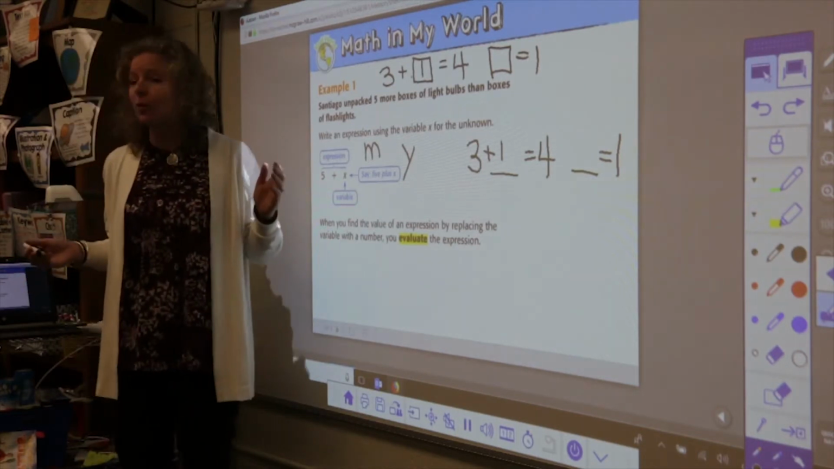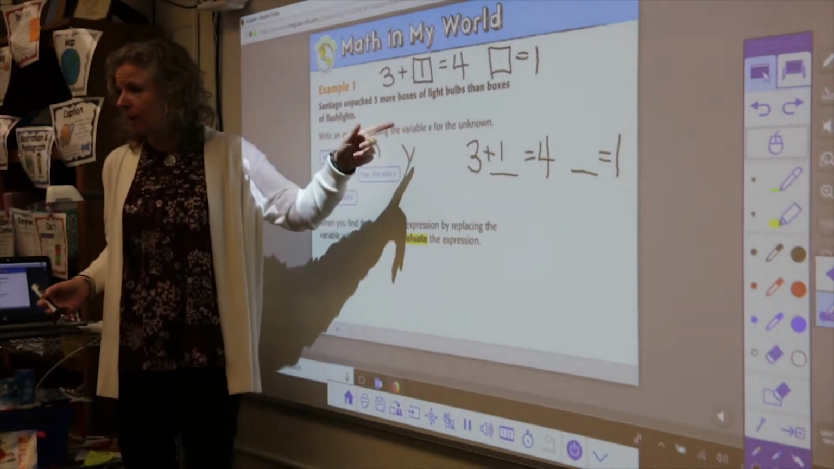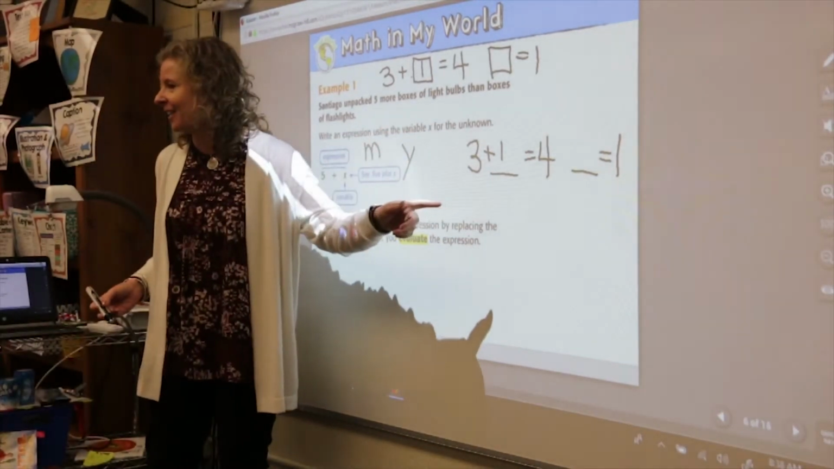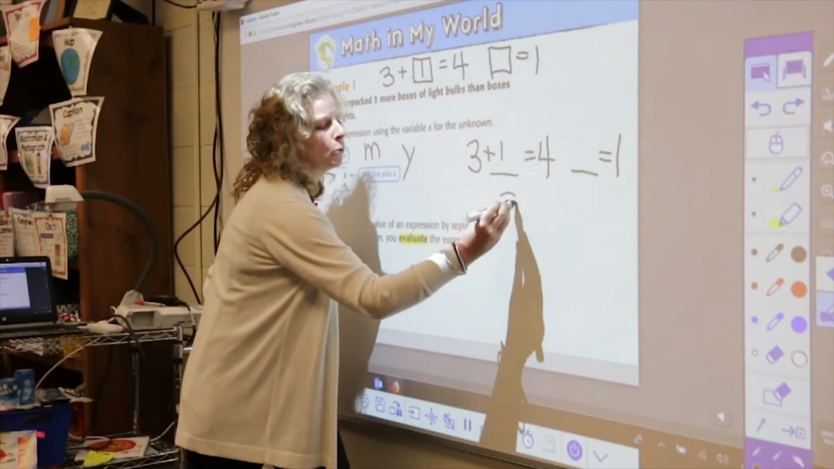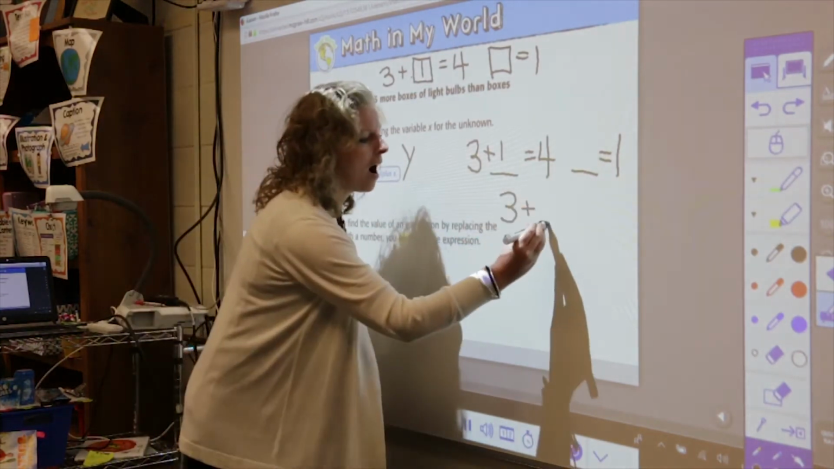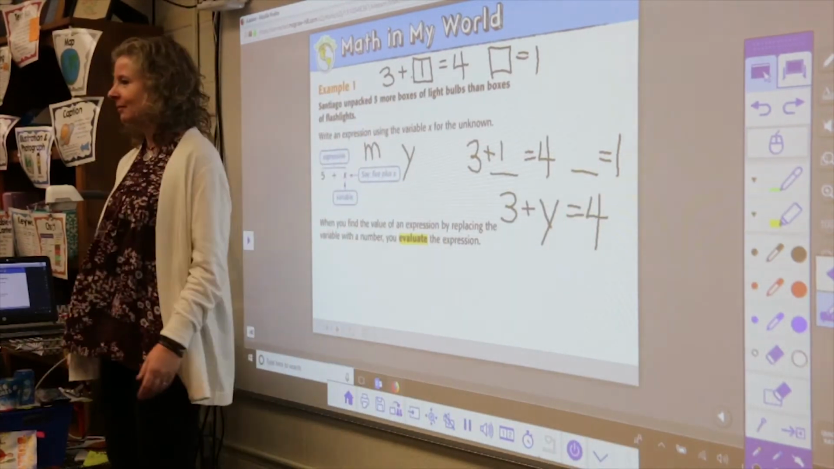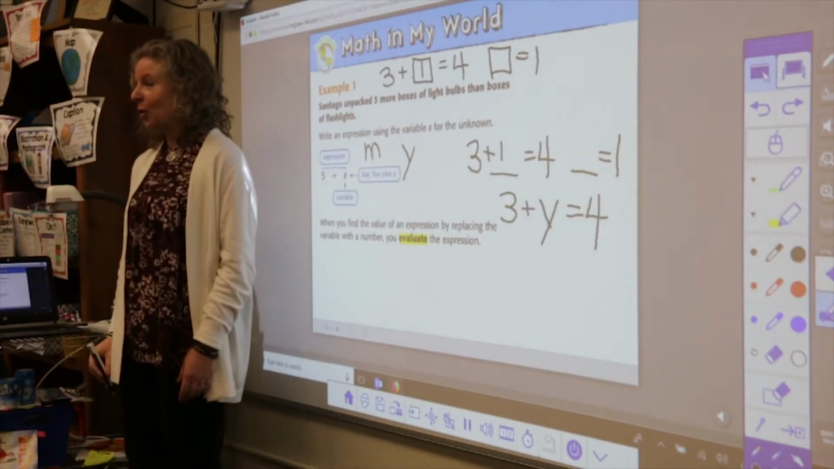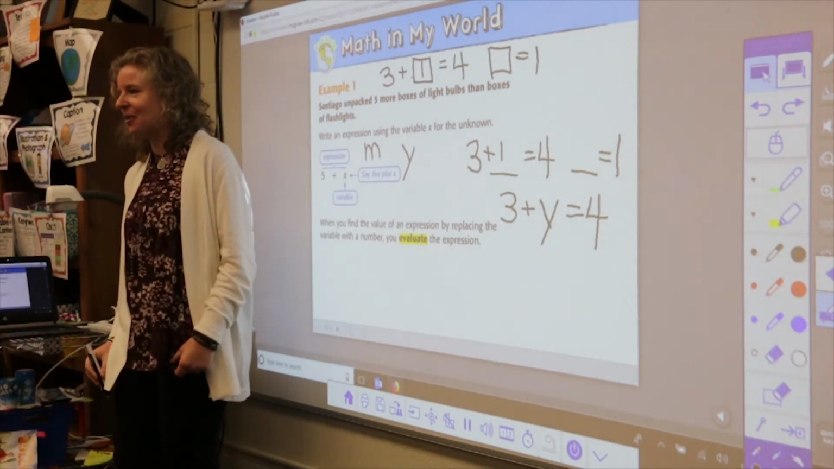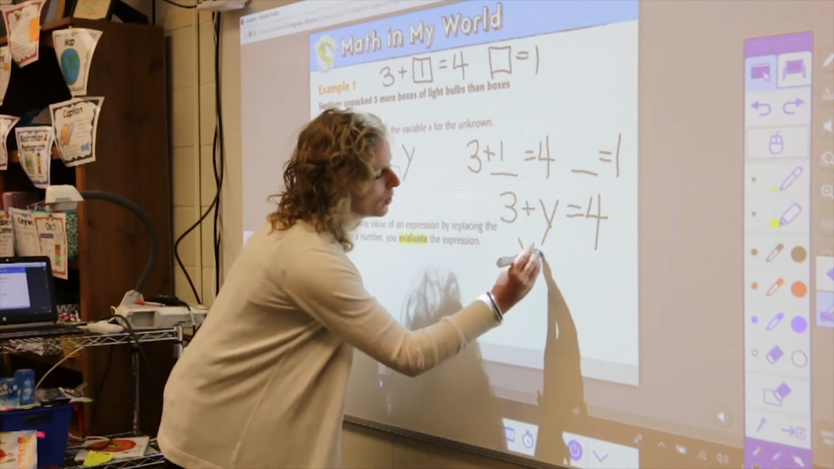So here we are. Now we're in 3rd grade. When you're in kindergarten, 3 plus boxy poo. Okay. And then we went 3 plus blank. Now we're going to go 3 plus Y equals 4. Who knows what Y equals, Keenan? 1. Y still equals 1.